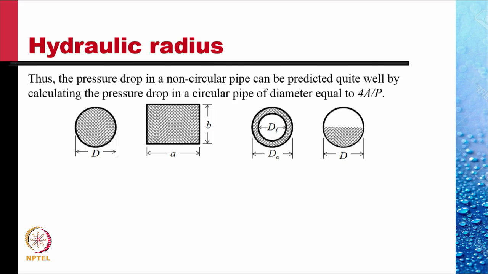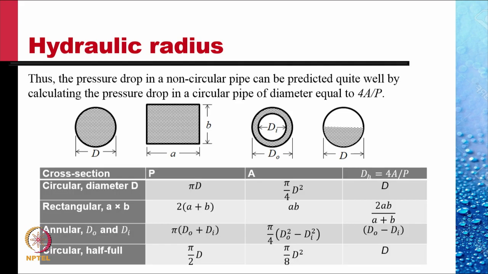Here are 4 different pipes: a circular pipe, a rectangular pipe, an annular pipe, where the flow is between two diameters di and do, and a half-filled pipe. I calculate the hydraulic diameters of these 4 pipes. These are the hydraulic diameters. Using these hydraulic diameters for diameter in the Moody's chart, we can find out the head losses.